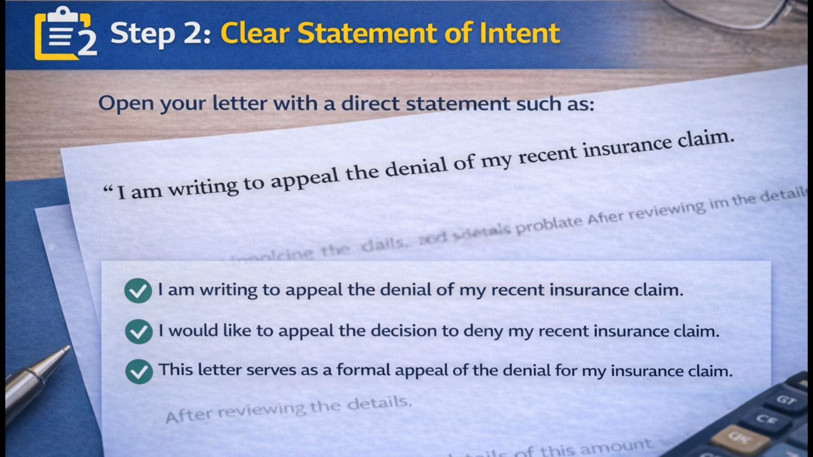Step 2. Clear statement of intent. Open your letter with a direct statement such as, "I am writing to formally appeal the denial of my claim dated January 15th, 2026." Reference the reason they gave for denial. This shows that you understand their decision and are responding specifically to it.